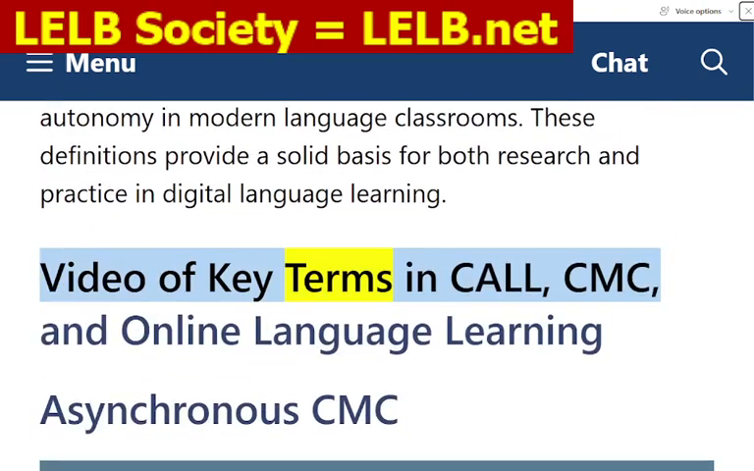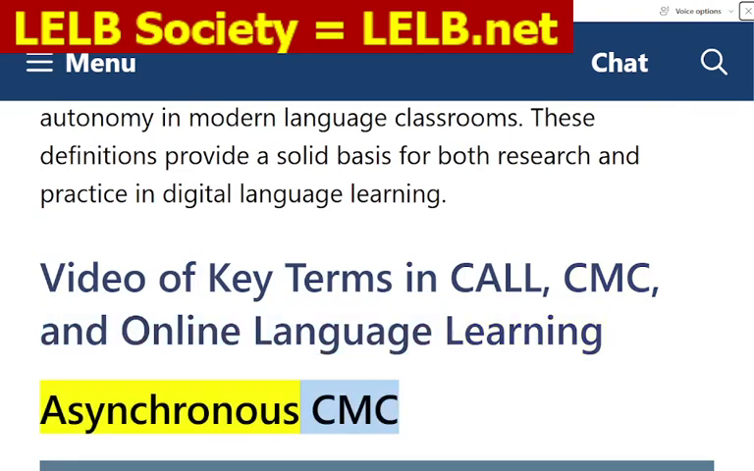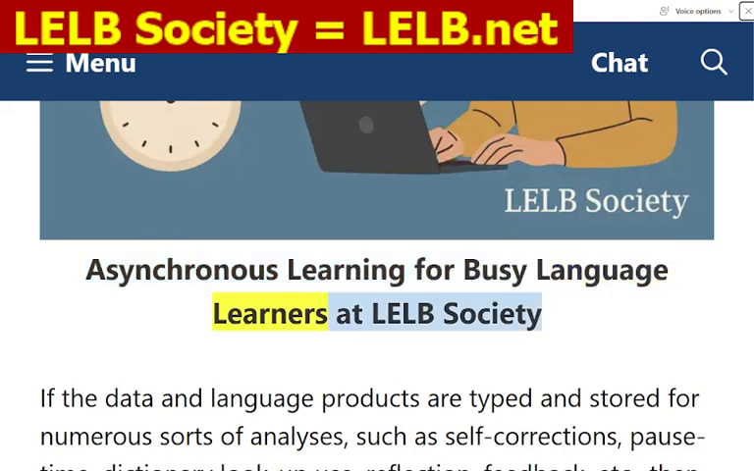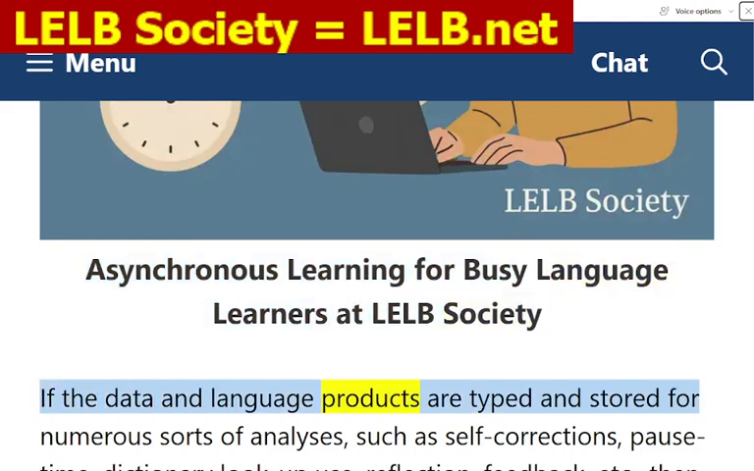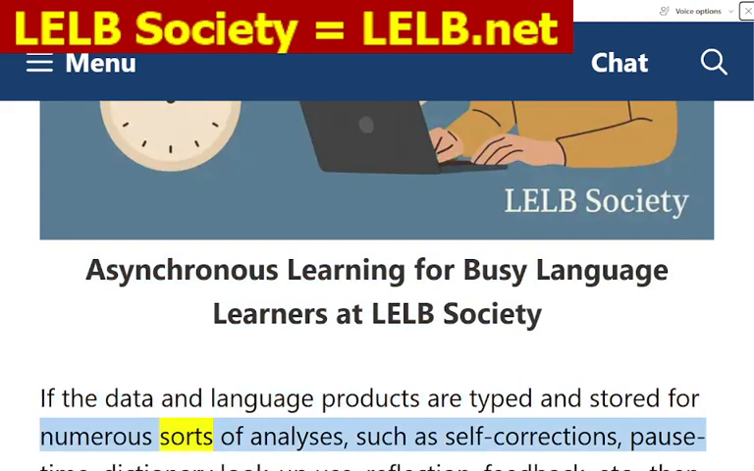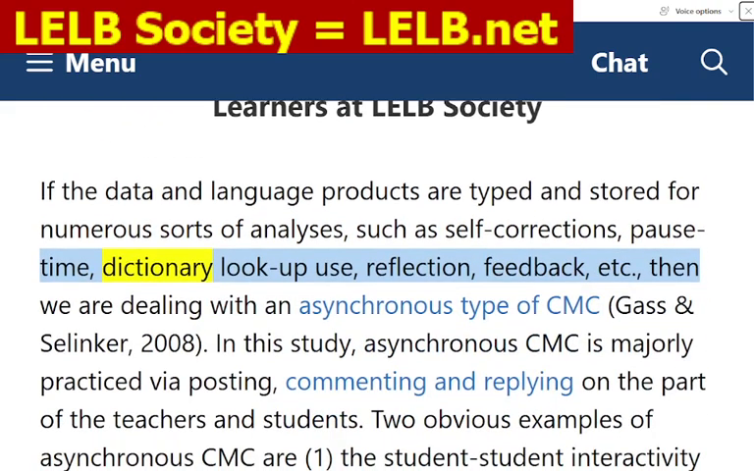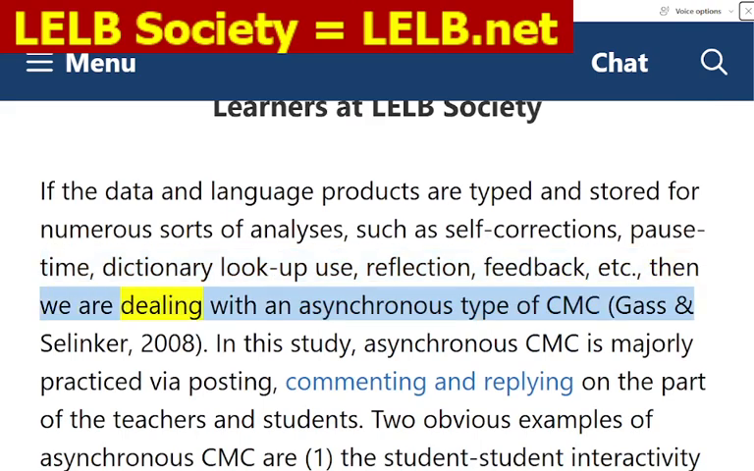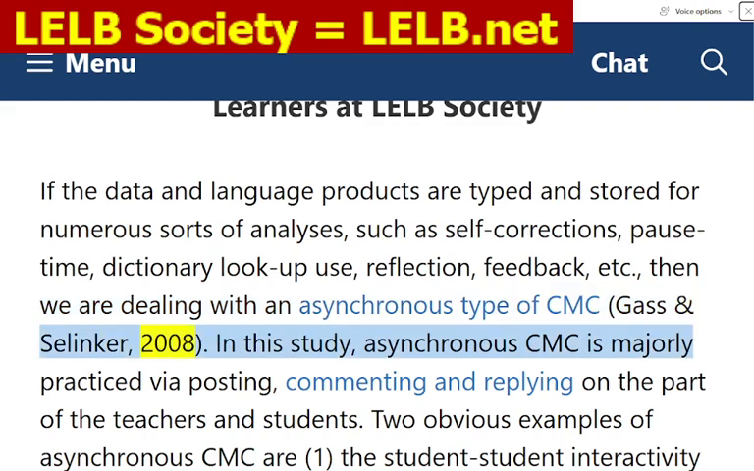Video of key terms in CAL, CMC, and online language learning. Asynchronous CMC. Asynchronous learning for busy language learners at LELB Society. If the data and language products are typed and stored for numerous sorts of analyses, such as self-corrections, pause time, dictionary lookup use, reflection, feedback, etc., then we are dealing with an asynchronous type of CMC, Gass and Selinker, 2008.